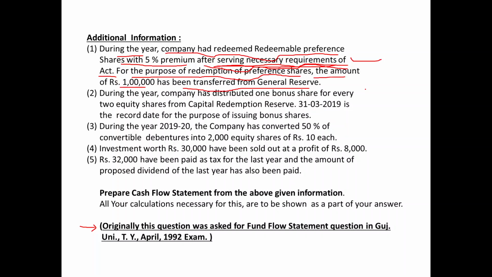Simultaneously, both the options can also be utilized by the company for the purpose of redemption. Number 3. Third provision. If shares are to be redeemed from distributable profits, then an amount equivalent to nominal amount of shares to be redeemed should be transferred or credited to capital redemption reserve account.